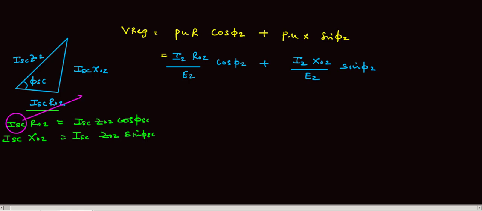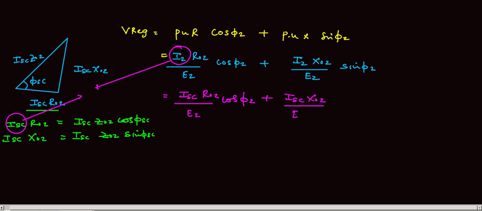Okay, so from the short circuit test, you know ISC is the full load current. And in voltage regulation, I2 is also the full load current. So both are the same. I can write this as ISC RO2 by E2 cos phi 2 plus ISC XO2 by E2 sin phi 2. Can I write or not?